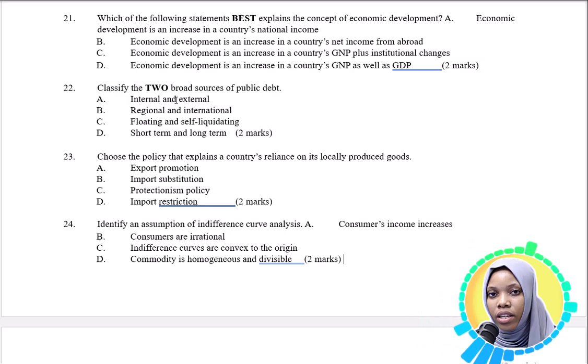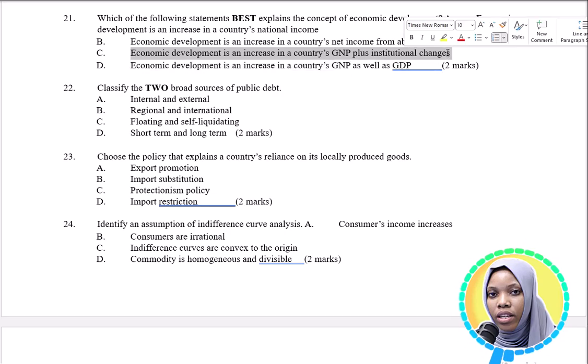Which of the following statements best explains the concept of economic development? Economic development is an increase in a country's national income. No, that's not the best explanation. Economic development is an increase in a country's net income from abroad. No, that's also not it. Economic development is an increase in a country's GNP plus institutional changes. Yes, choice C is the best explanation for economic development here for now.